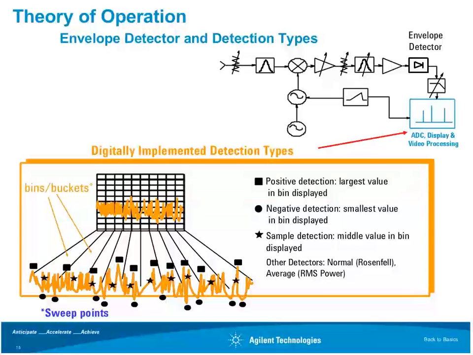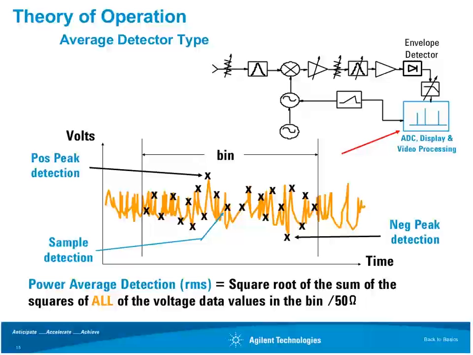And if you were likewise to pick the smallest value that occurred during that tiny slice of frequency, then that would be negative peak detection. Or I might take the approach and say, well, I'm not going to worry about the largest or the smallest value. If I just pick whatever value occurs at the middle of that bucket, that would be what we call sample detection, shown by the stars here. So again, depending on what you're trying to look at, you can select any of these different detector types.